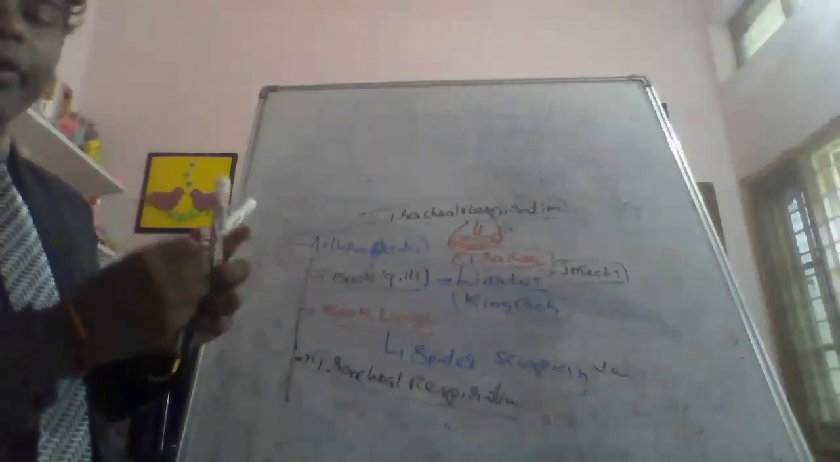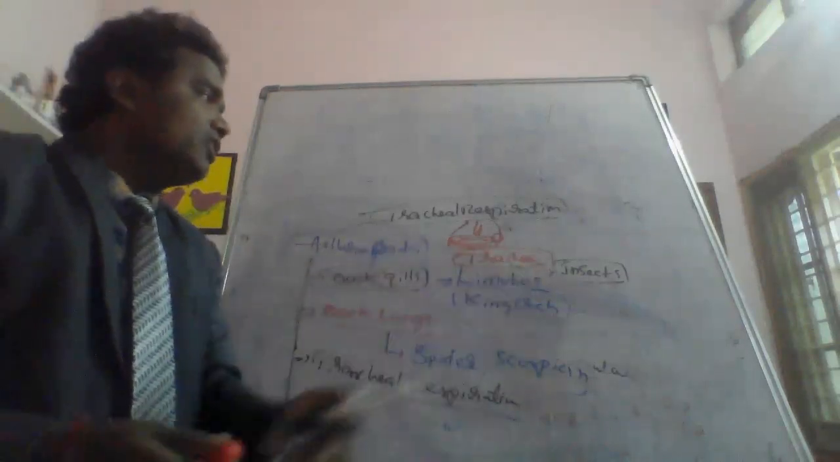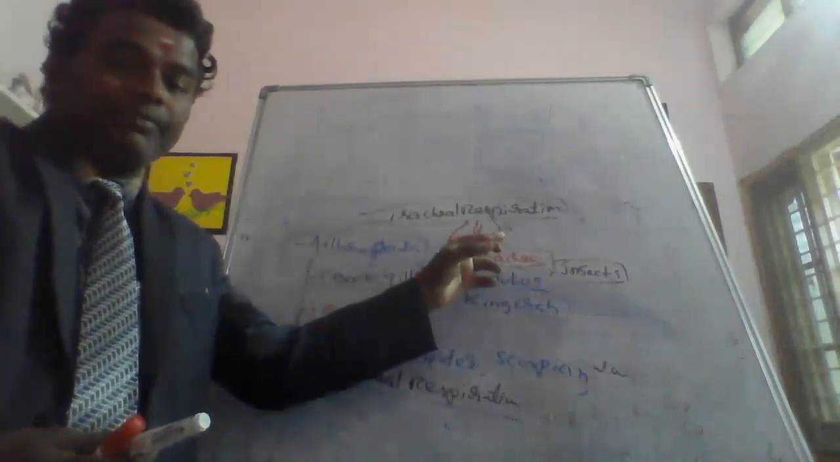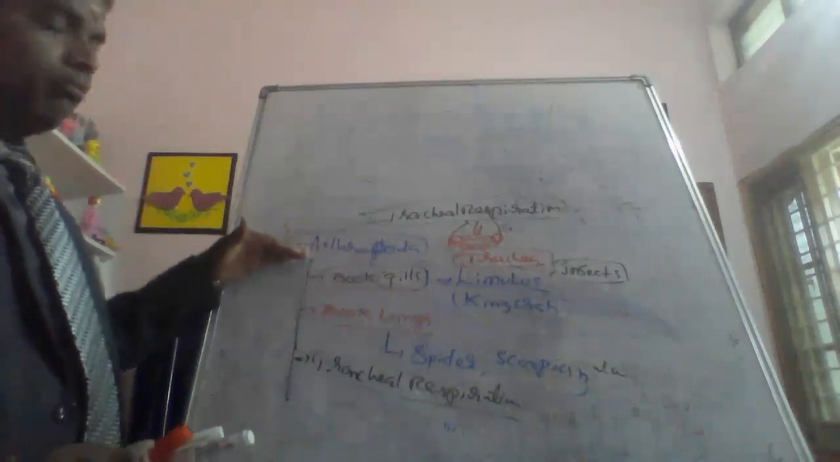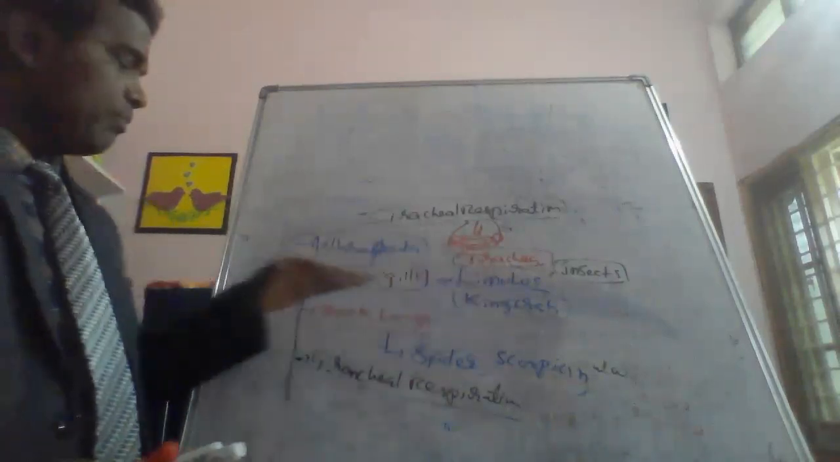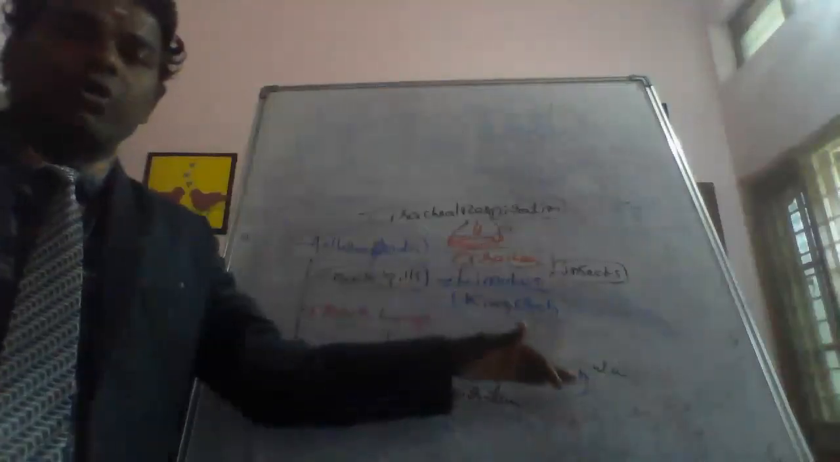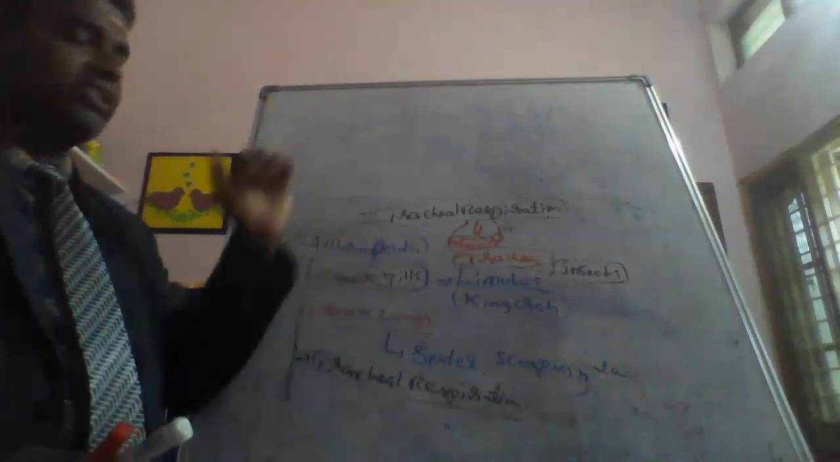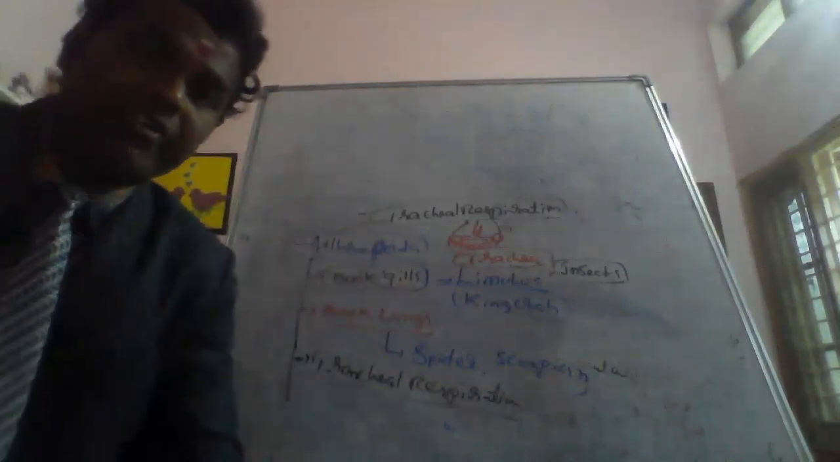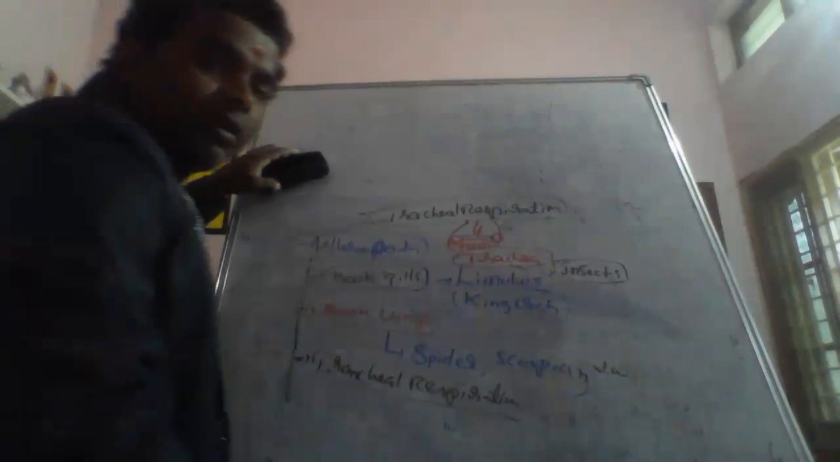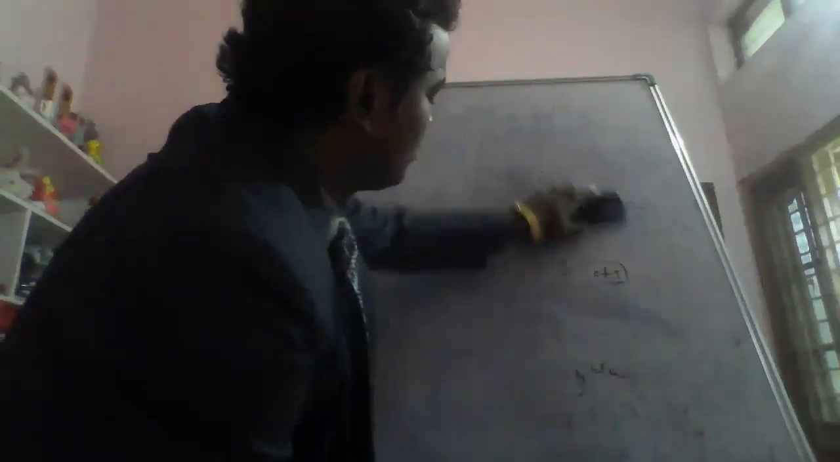Okay, now, clear? This is called tracheal respiration. Book gills in Limulus, book lungs in spider and scorpion, and tracheal respiration in all insects. So these are the arthropods' respiratory organs.